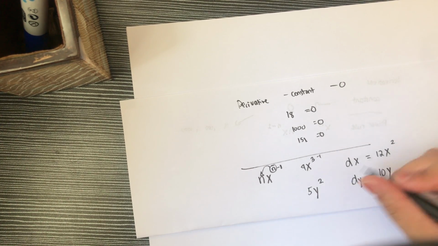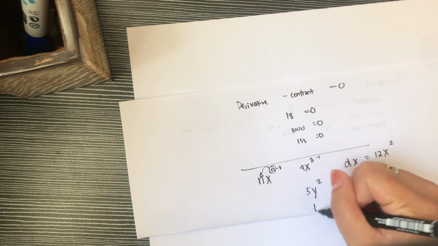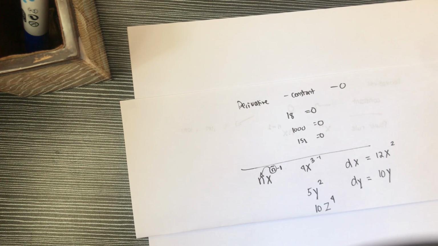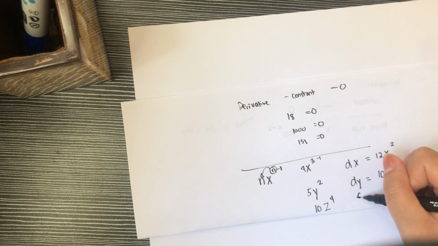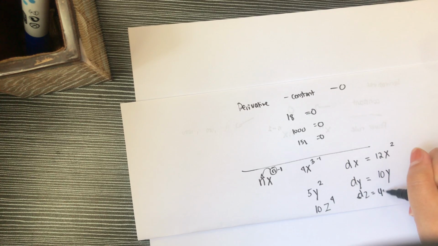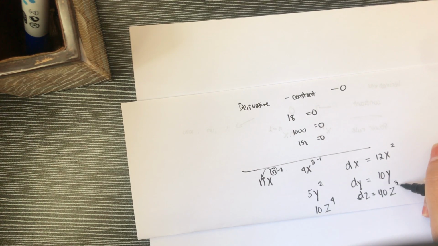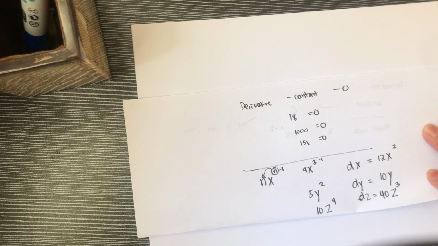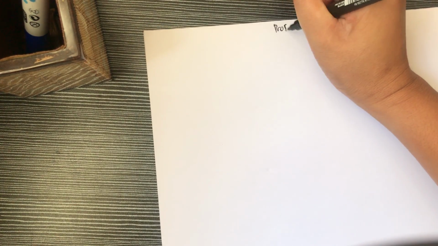So let me just ask you, what if it's 10z raised to the fourth power? How much now is the derivative? Very good. So it's 40z cubed. Okay, now we can proceed to our main topic, which is about profit maximization.